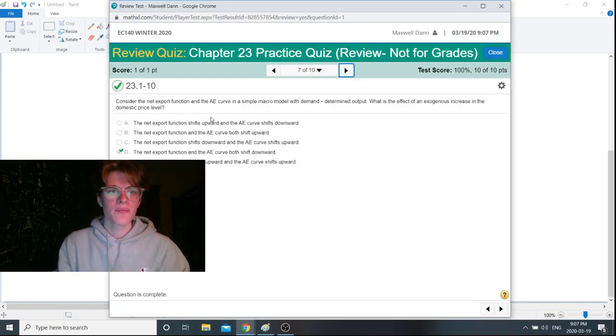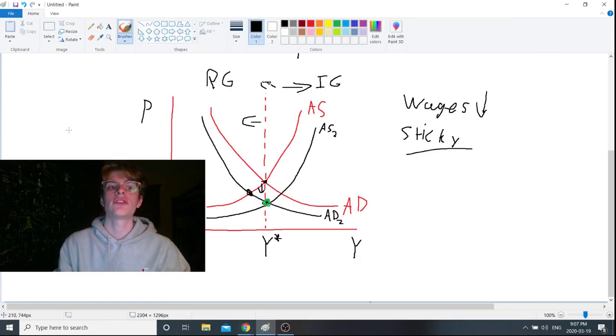Consider the net export function and the AE curve in a simple macro model with demand-determined output. What is the effect of an exogenous increase in the domestic price level? So, the price level went up. What does that mean? That means that our goods are less attractive to foreigners.